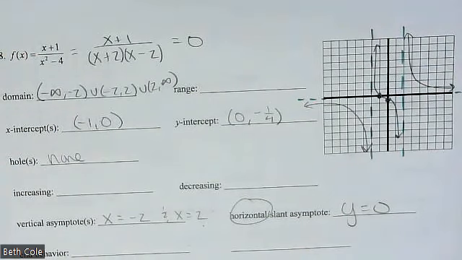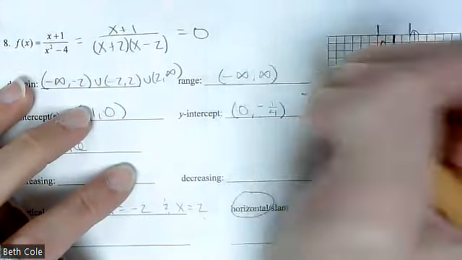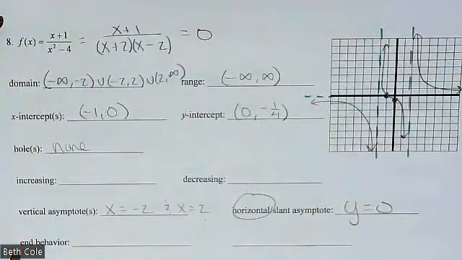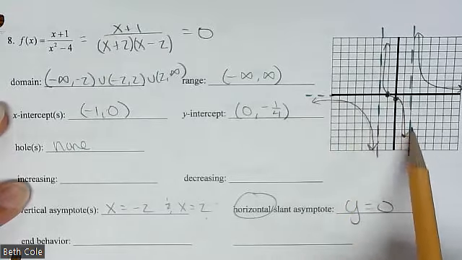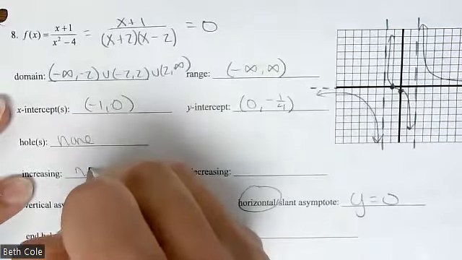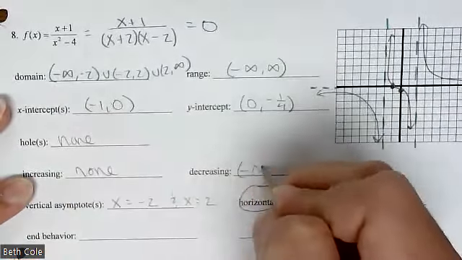What's your range? Yeah, everything. Good. Nothing got left out. If you sweep downwards to upwards, it's going to be everything. If you go left to right, is it increasing or decreasing? Decreasing. So you're going to copy over.